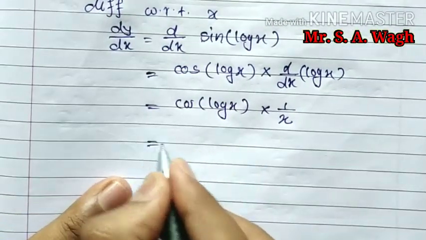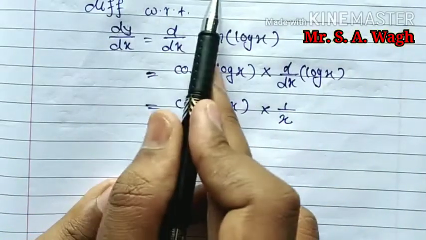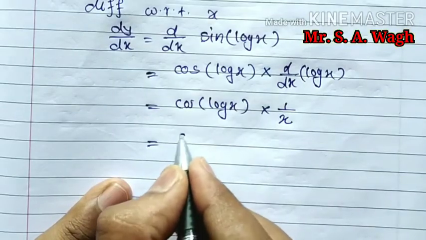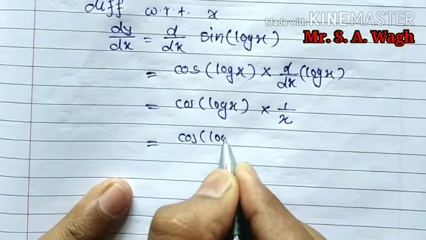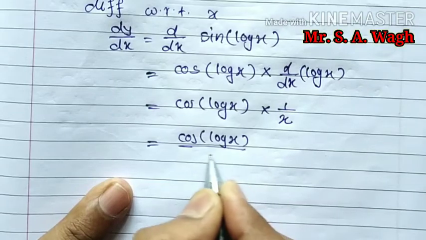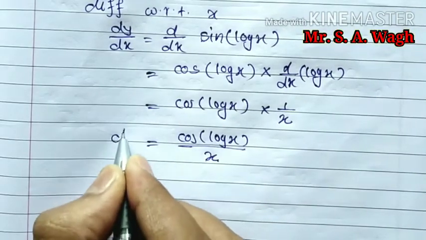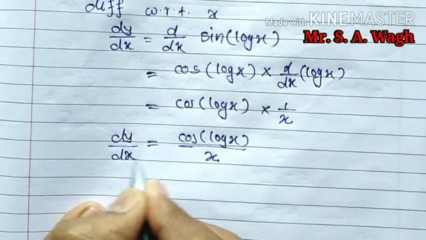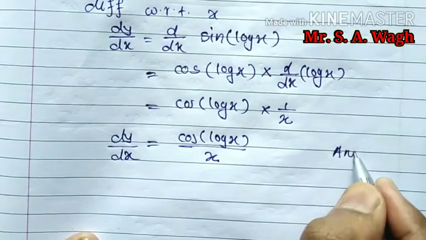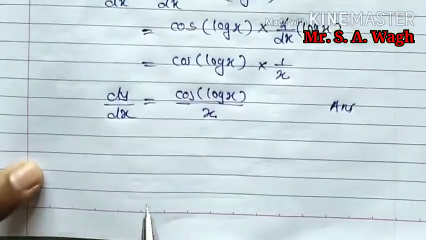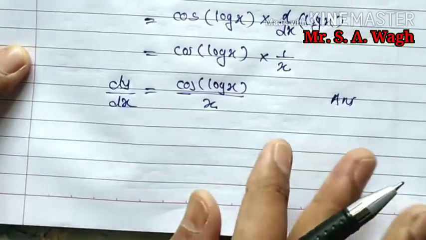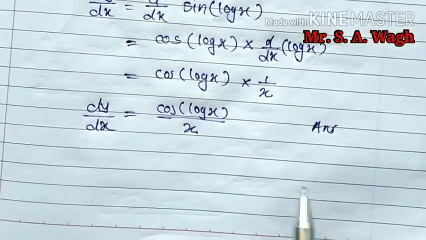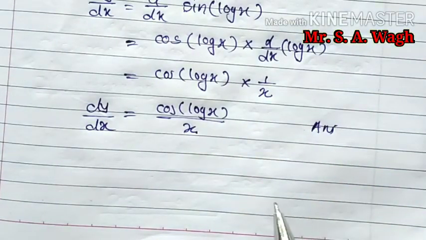and that completes the total differentiation of your function y equal to sine of log x. So the answer is cos of log of x divided by x. This is your required derivative of the function, and this completes the answer. I hope you have a clear idea about the derivative of composite functions. We will see some more examples of differentiation.